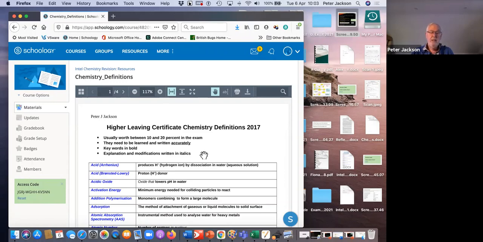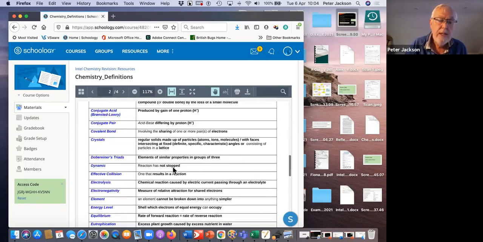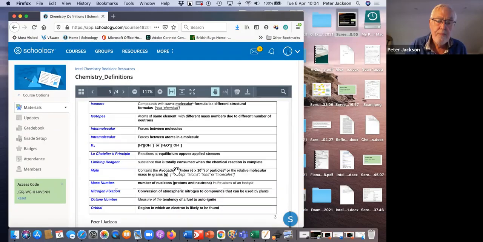You will be asked to explain the following terms. What does this mean, or define? The things in brackets are options. So if you're asked what an Arrhenius acid is, it produces hydrogen ions, which you can write as H+, or you can call them hydrogen ions, by dissociation in water, or you can say in aqueous solution. And they're all there. I really strongly suggest you get your flashcards out and learn those.